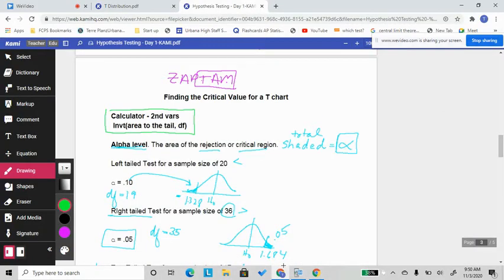Okay, if you have it, you can use this function and it'll give you the critical value. If you just want to use your t-chart, that's okay with me. But on this one, I'm going to go to inverse t, and I'm going to show you in a second. I want the area in the tail. The area in the tail is 10%, and then the degrees of freedom, 19.